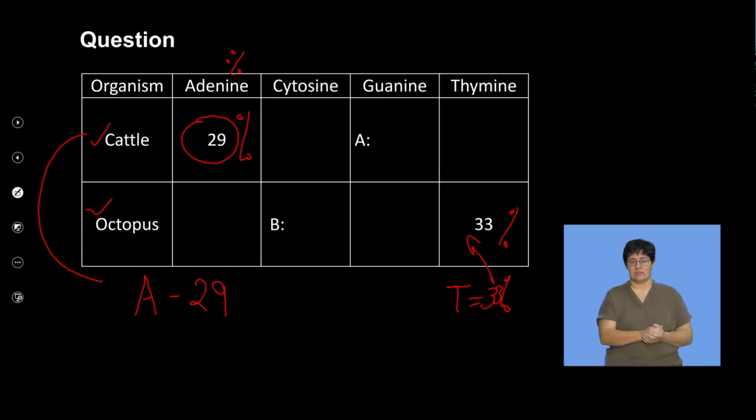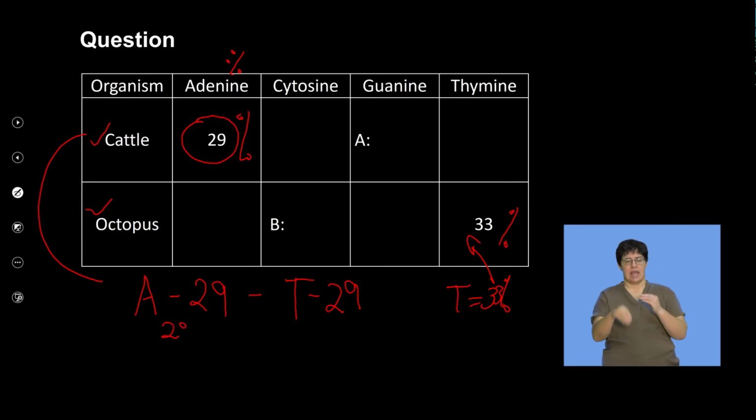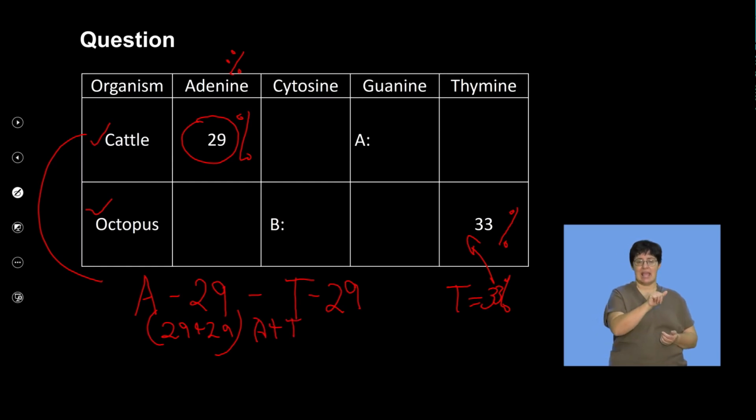So if we look at adenine, if adenine is 29% for cattle, it means that thymine also is 29%. And guys, if you can help me here, if we can add these up, so 29 plus 29 would give you the total percentage of what adenine plus thymine is. And so if you do your maths on this, that equals 58%. So 58% of the DNA is made up of adenine and thymine.